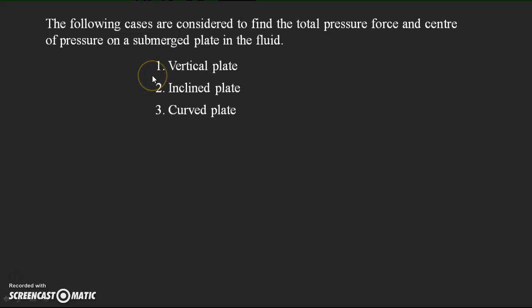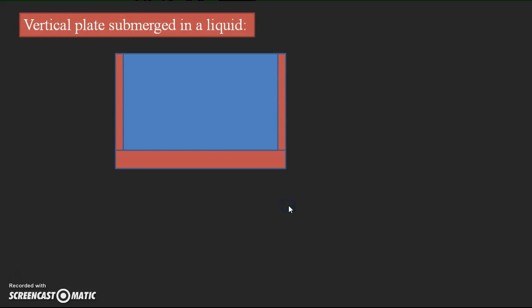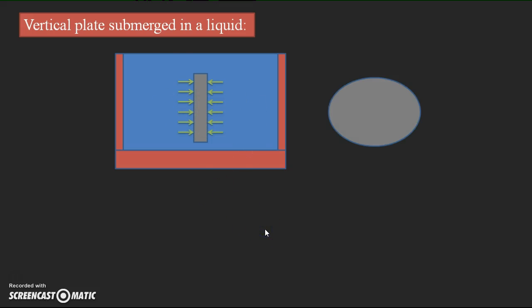So now in this video I would like to explain the vertical plate here. So a vertical plate is submerged in a liquid. So assume this is a liquid in a container. I'm placing a plate. As usual, we know the pressure force acts over it, and we need to find the total pressure force and the center of pressure, the location of the total pressure here. So for that I would like to take the side view of the object.